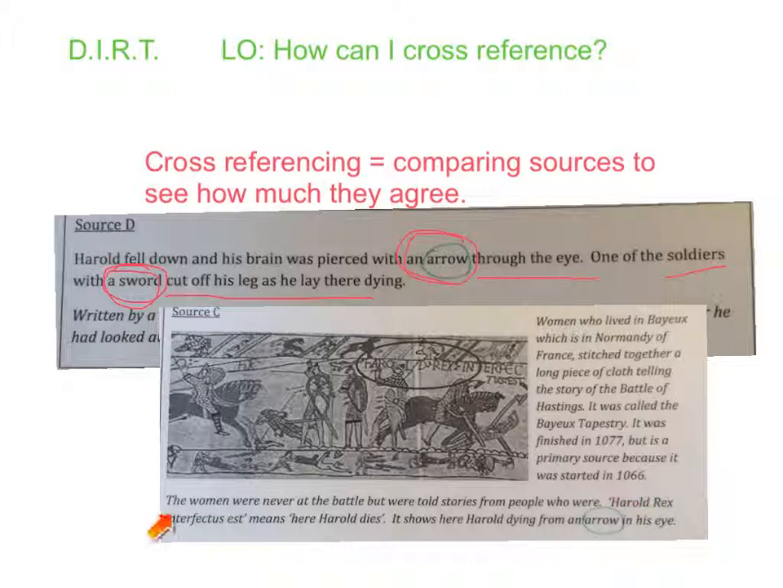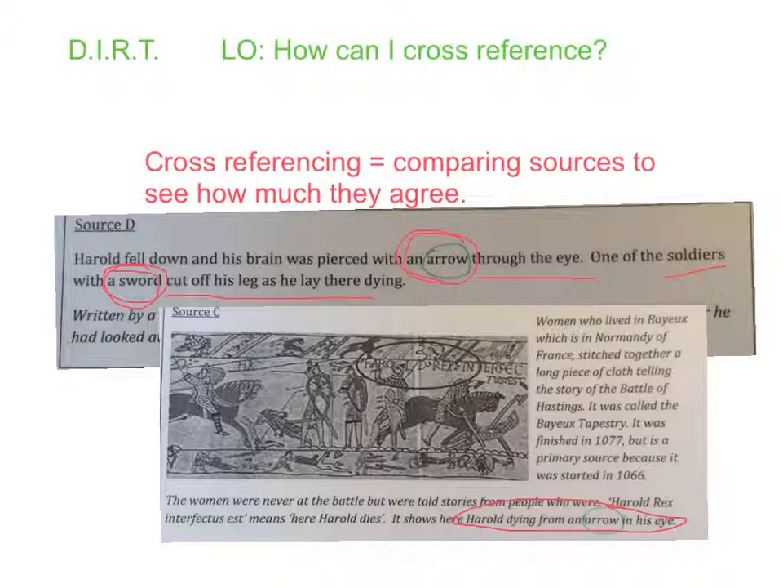Harold Rex Interfectus Est, which you can see here in the tapestry, means "Here Harold dies," and it shows Harold dying from an arrow in his eye. There he is. You can just see the arrow. So this source is mainly suggesting that Harold died from an arrow in his eye and not from other injuries. So we've looked at both sources. Now we need to consider how much they agree.